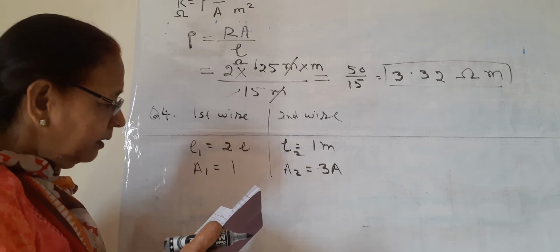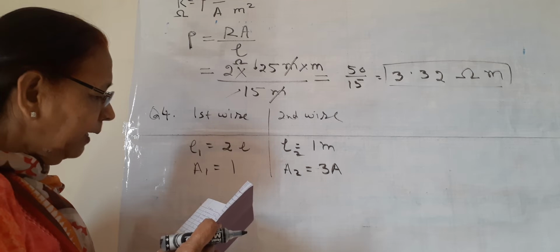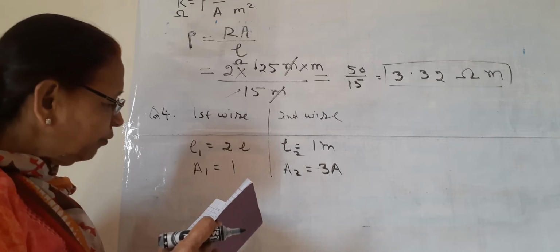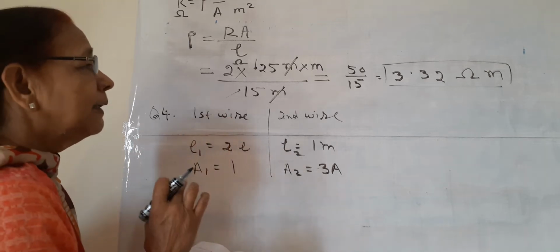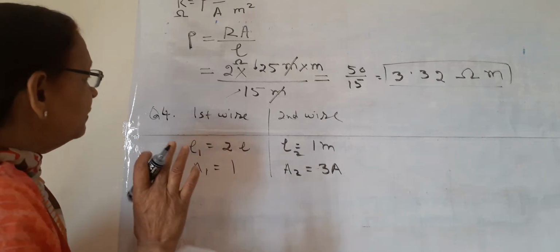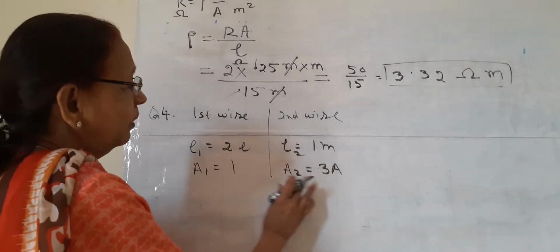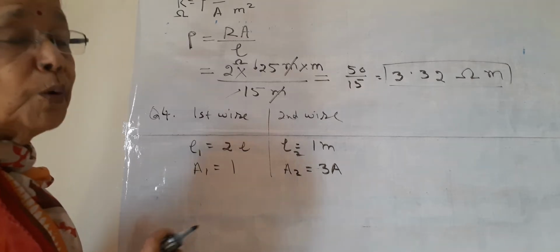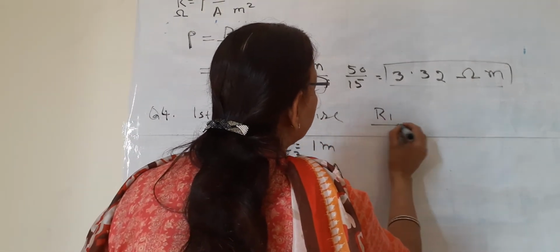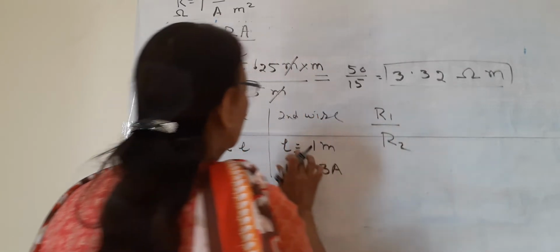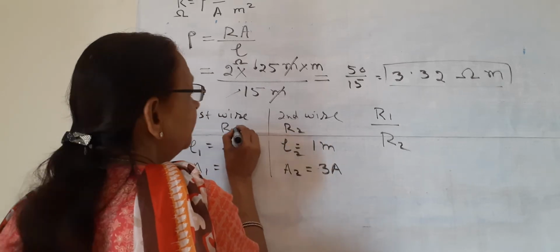The resistance of which is more. We have to calculate resistance of which wire is more. Both are of same material, that is, rho is same, resistivity is same. So we have to know resistance of which is more. So we will apply the formula R1 upon R2. R2 is resistance of this one, R1 of this one.